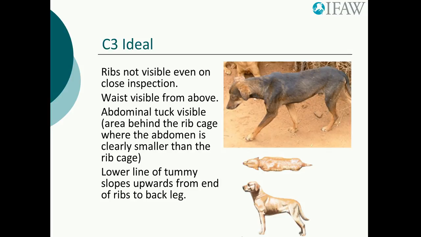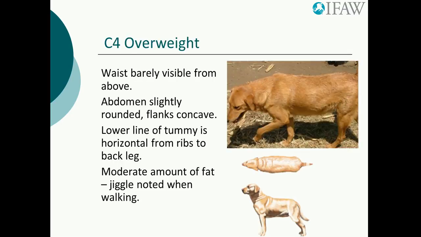A dog that is in ideal body condition, the ribs are not visible, even on close inspection. I don't suggest that you touch the dogs when you're doing this survey, just do this all visually. But you can see there's an abdominal tuck, which means that you can see the body line goes from under the chest up into the back leg. It slopes upwards, and if you saw the dog from above, you would be able to see a waist as well. An overweight dog is one where the waist isn't really visible, and really neither is the abdominal tuck.